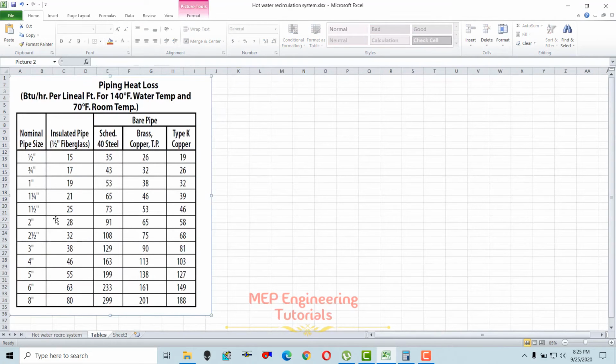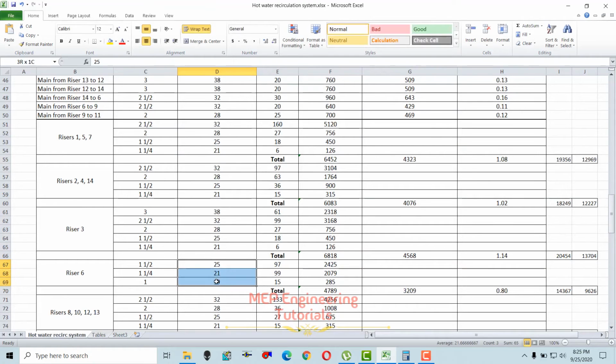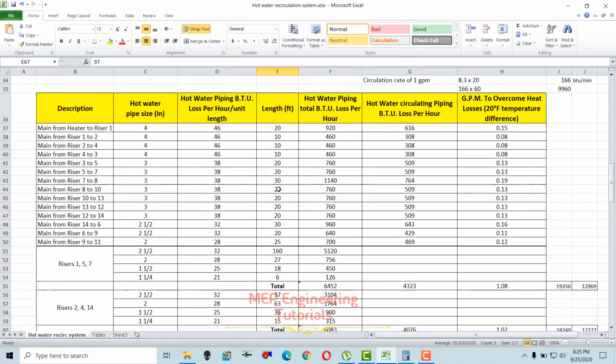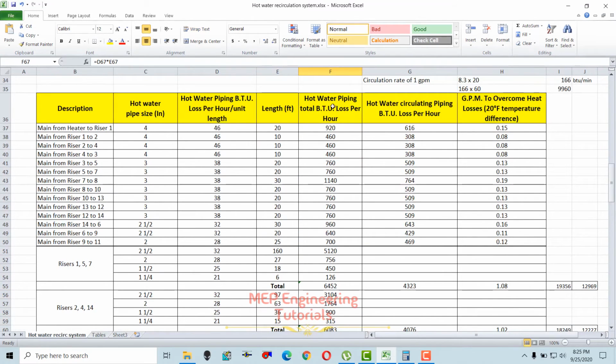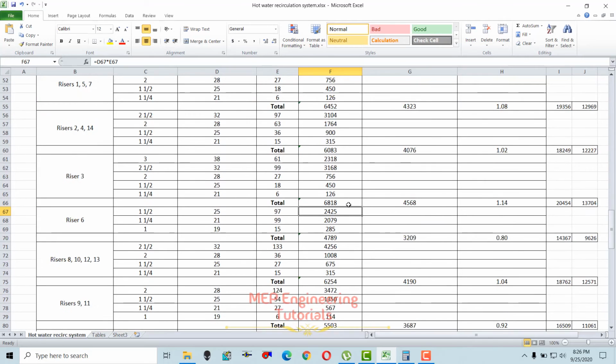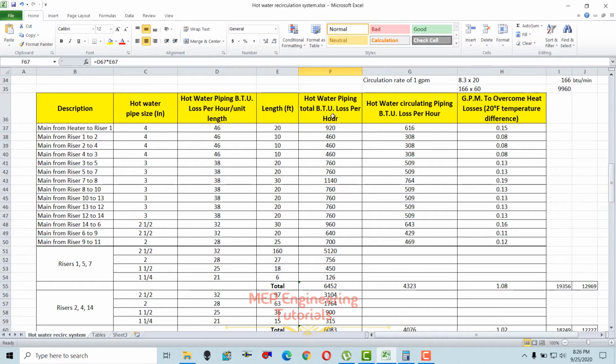In the same way, you have to check these values from this table and write them in here. And these lengths you have to get from the AutoCAD plans and write in here. For hot water piping BTUs per hour, you just multiply the per-unit BTUs per hour loss for hot water with this length. You will get the total hot water heat loss per hour for the hot water piping.